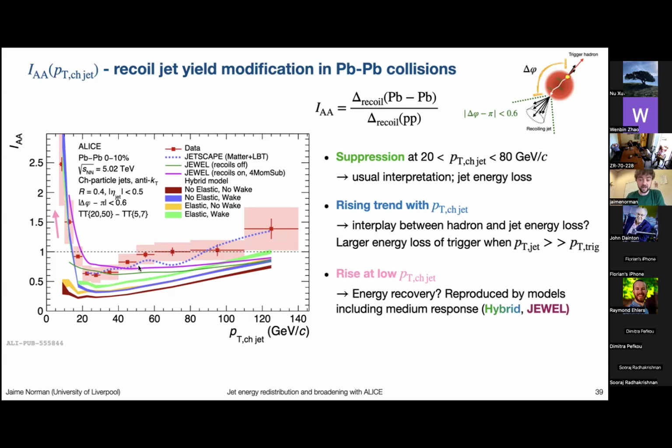And this rise crucially is reproduced by models that include these medium response effects. So the medium interacting with the jet, the energy transfer that can then be recovered at low PT. So this is, I think, a first measurement of this sort of energy recovery for jets.